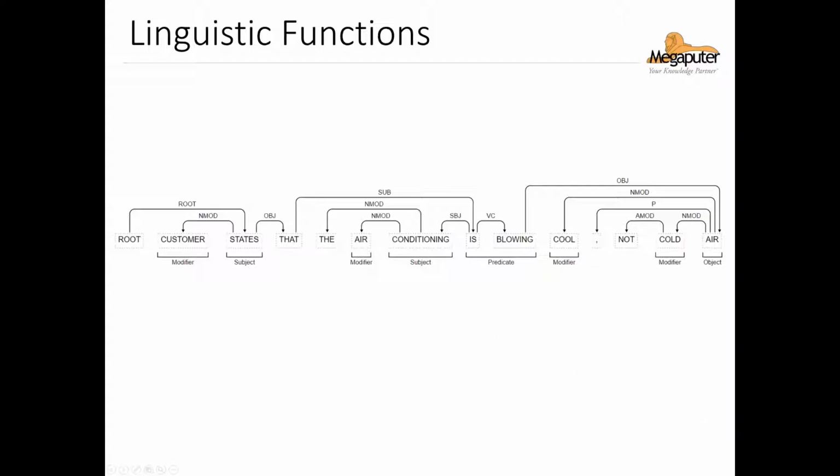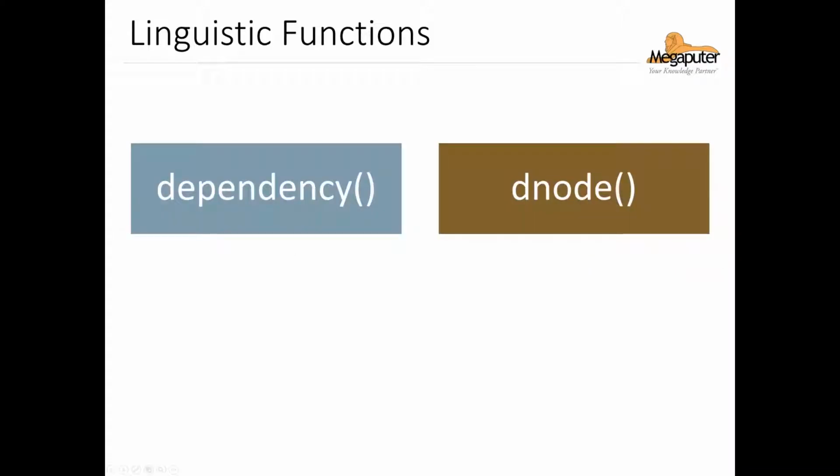At the bottom, you'll see other labels, things like modifier or subject or predicate. Those aren't the dependency parsing that we see at the top, but they're something related to that. They're sort of like an approximation. So these are the things that we'll be using to create more advanced queries. The functions inside of PolyAnalyst that we'll be using for these advanced queries are dependency and dnode.